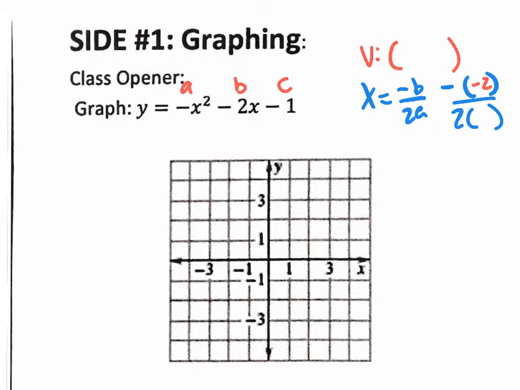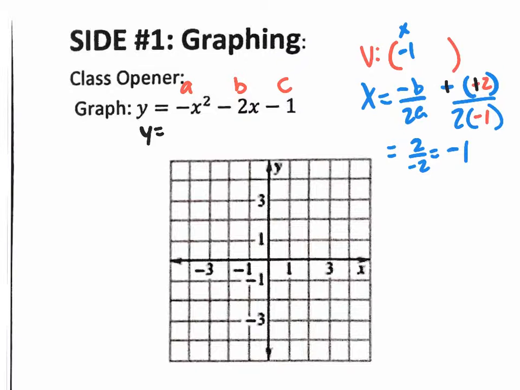So negative 2 is the b value. Negative 1 is the a value. A minus minus 2 becomes plus plus. You end up with a positive 2 over a negative 2, which means that your vertex x value is negative 1. Now, once you have that vertex x value, you need the y value. How do you do that? You simply plug it in and work it out.